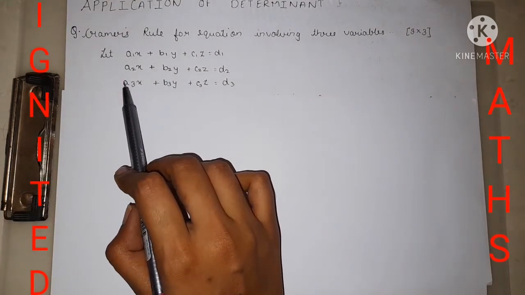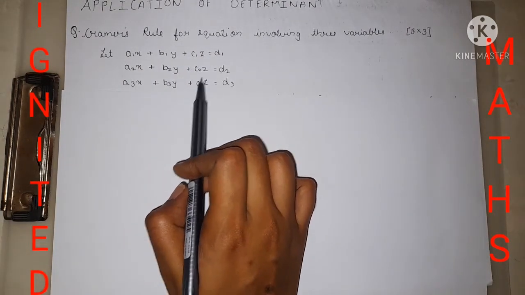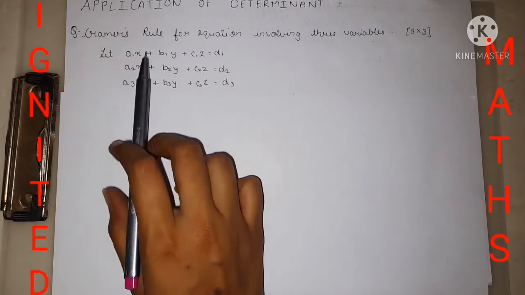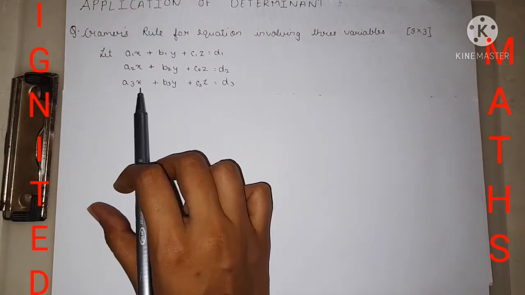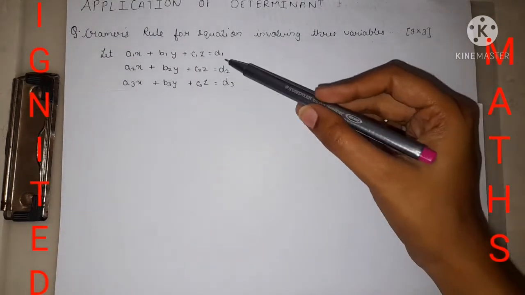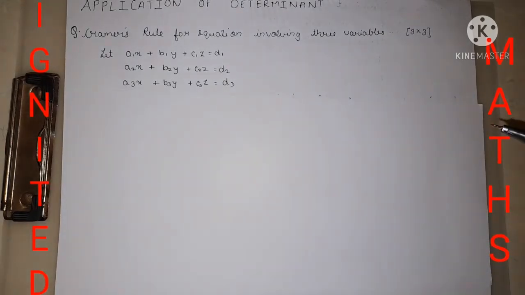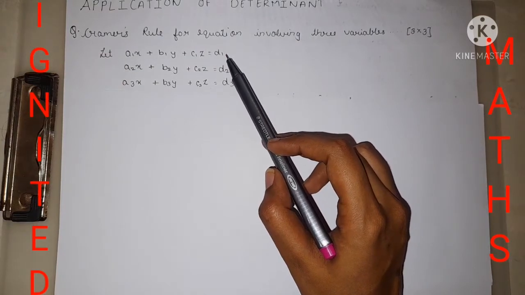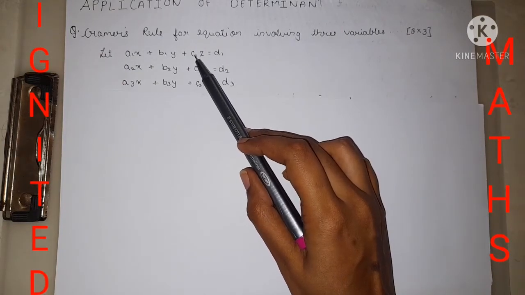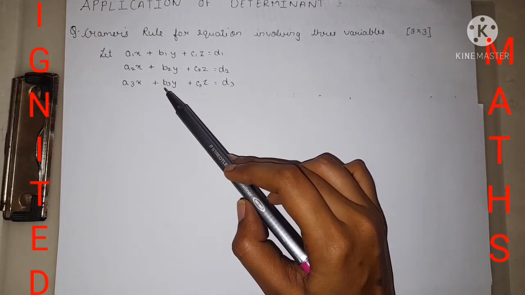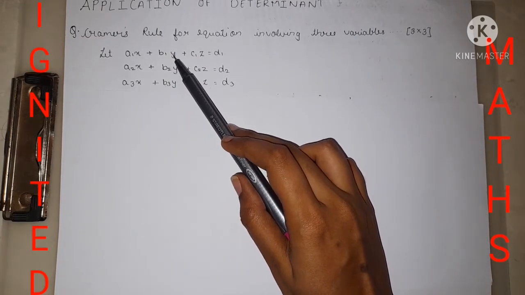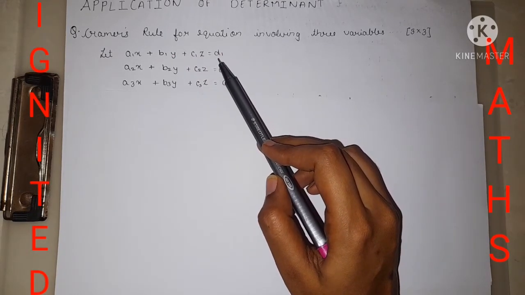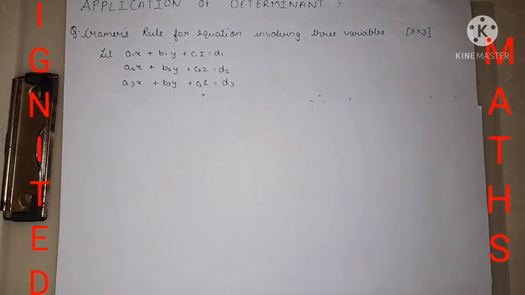These a1, a2, a3, b1, b2, b3, c1, c2, c3, d1, d2, d3 are all coefficients. And these x, y, z present here are the variables, and d1, d2, d3 are the constant terms. It's a coefficient but it doesn't have any variable, so it is called a constant term. The b's and c's are coefficients that come with a variable term. But here it doesn't contain any variable, it's a constant term. So d1, d2, d3 are the constant terms.